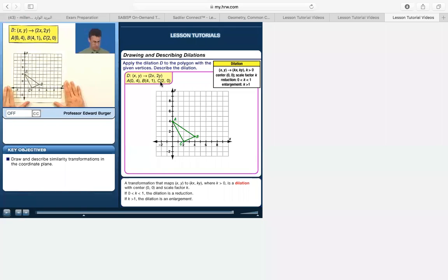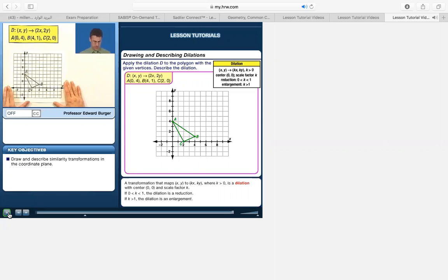Here I have C. C is (2, 0). X is 2, so I'm going to multiply by 2. Y is 0, so I'm going to multiply by 2. 2 will be 4. 0 will be 0. So now I'm going to plot the new points: A new, B new, C new. And as we noticed, all the points are bigger.